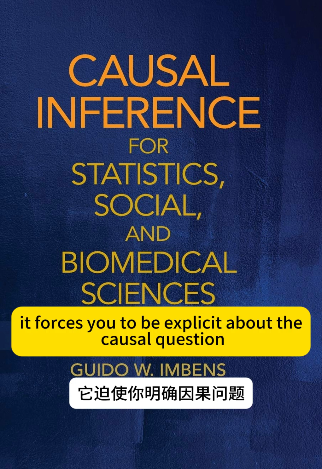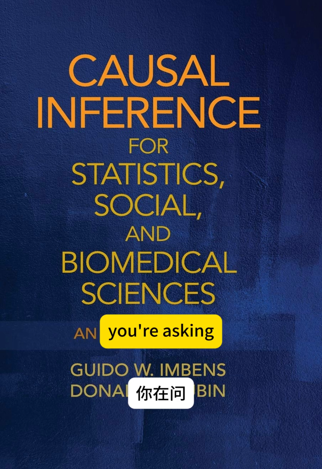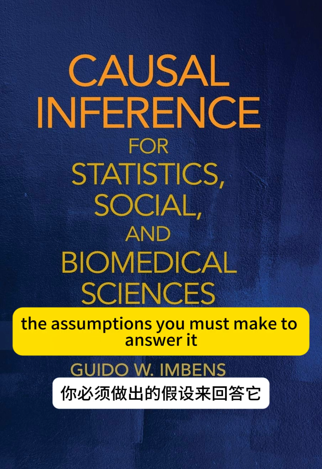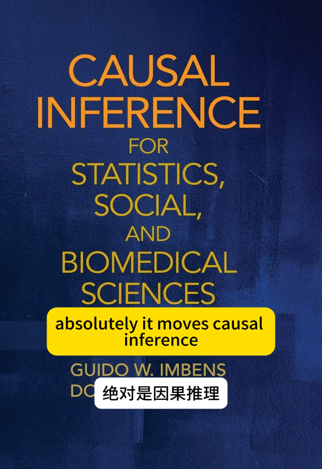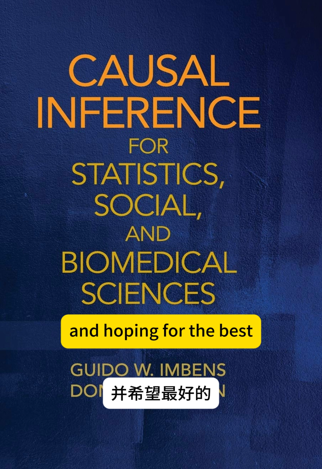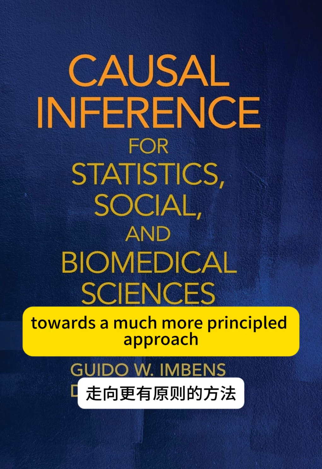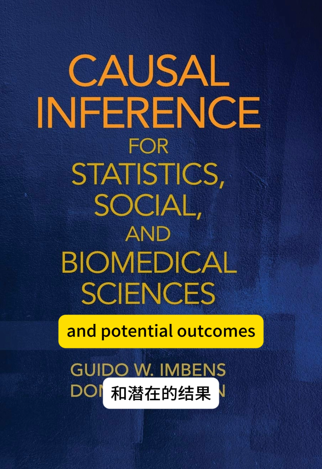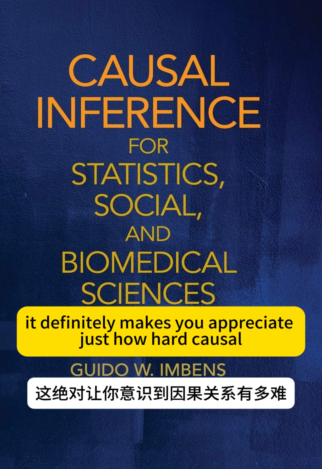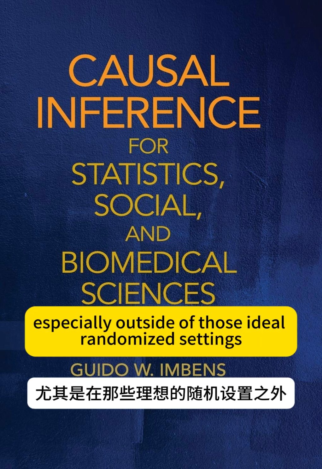Reading through this, the real value seems to be the clarity it provides. It forces you to be explicit about the causal question you're asking and, crucially, the assumptions you must make to answer it with the data you have. Absolutely. It moves causal inference away from just running regressions and hoping for the best towards a much more principled approach based on understanding the assignment mechanism and potential outcomes. It definitely makes you appreciate just how hard causal inference is, especially outside of those ideal randomized settings.